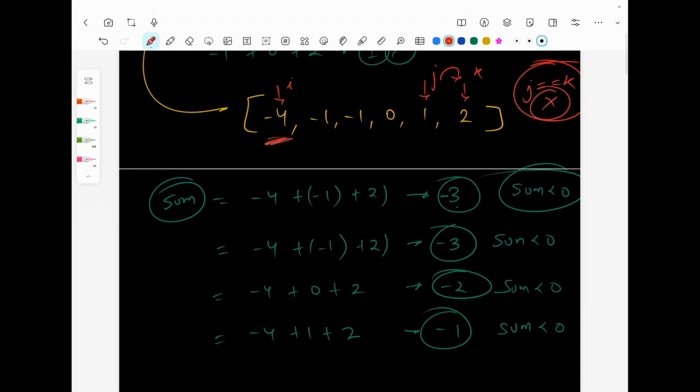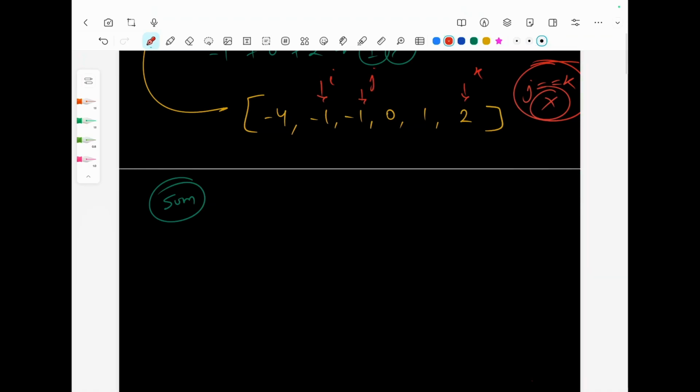That means with the -4 we won't be able to get our answer. So now we can move our i here, and we can reset our j and k again. Okay, so let's remove this. So now let's take some: -1 plus -1 plus 2, it is a 0. So our sum becomes equal to 0. That means we were able to get our answer.